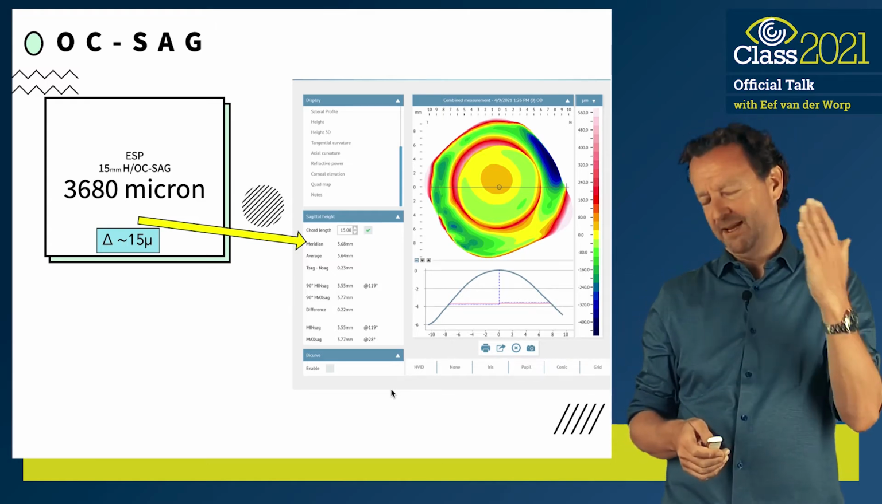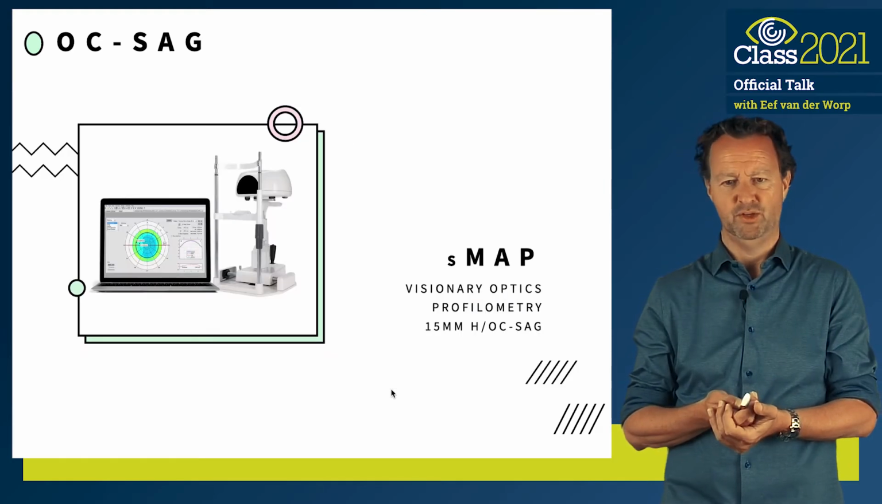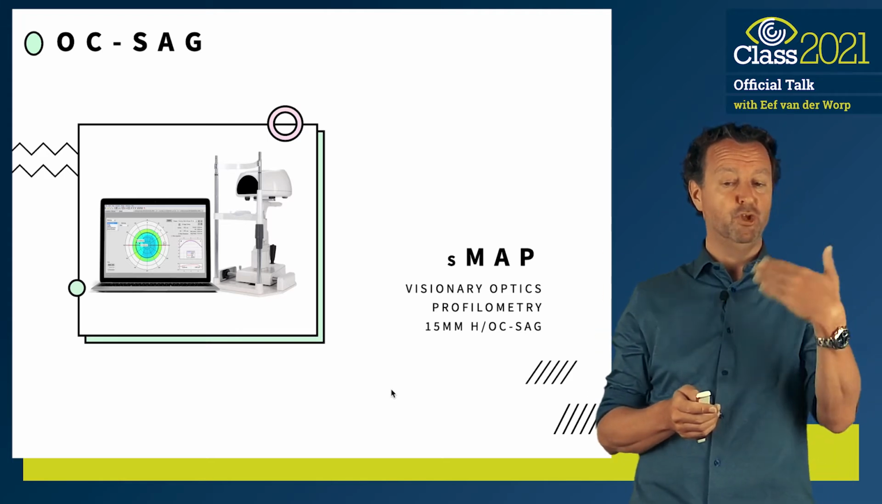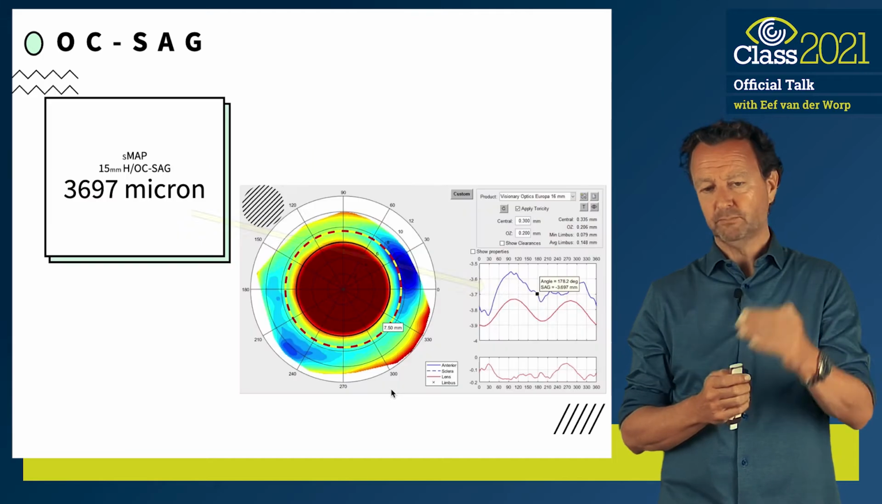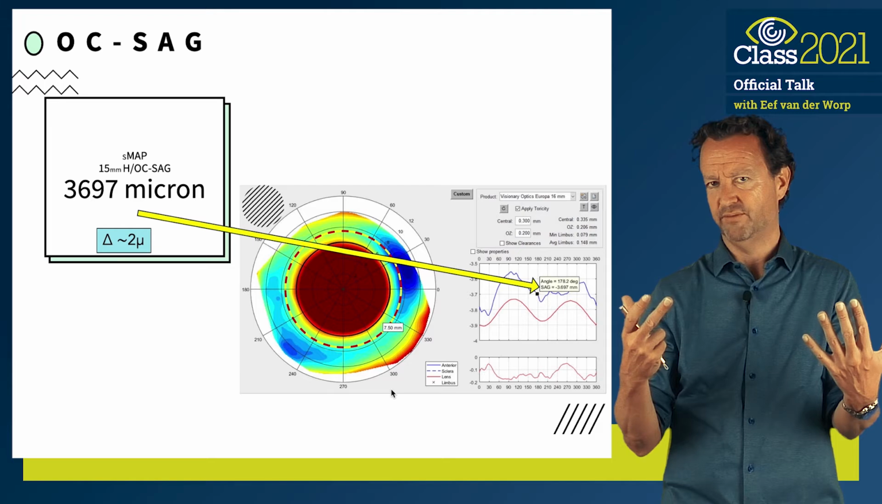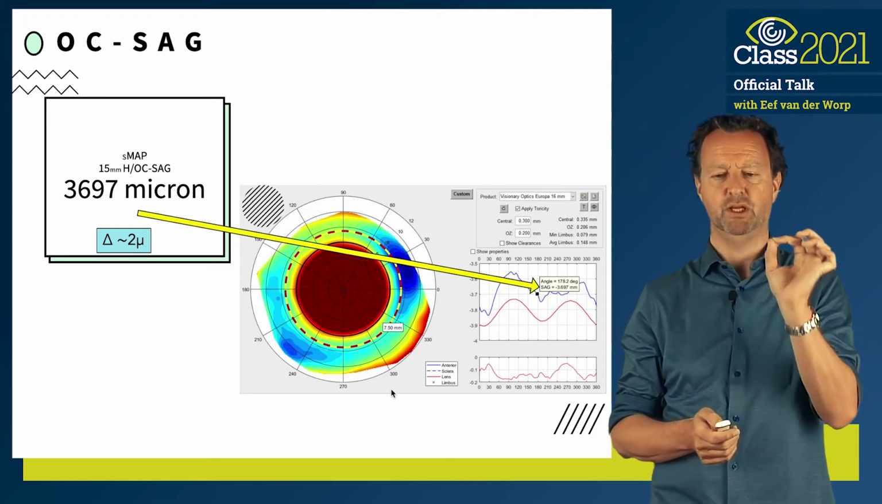We'll come to that later. So as you might expect, this instrument is very much on par, 50 micron compared to the average of all the instruments. And the other one is the SMAP from the US, Visionary Optics, and again, beautiful images, all designed for scleral lens fitting, and of course very much on par for this particular patient.